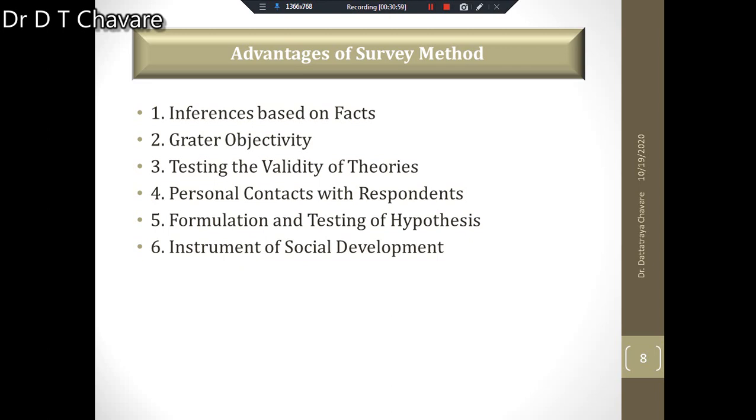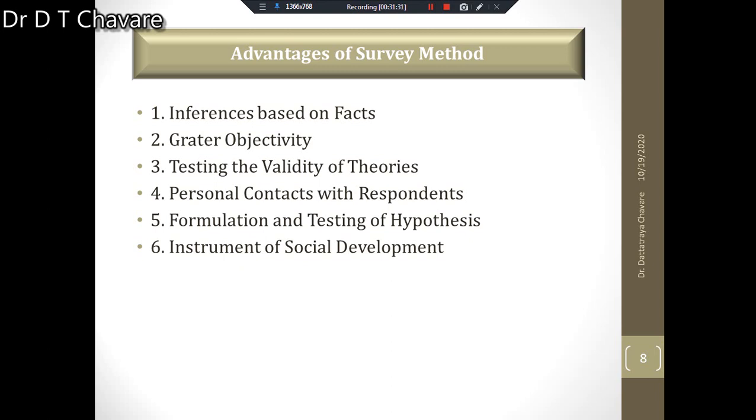Then second advantage of the survey method, that is greater objectivity. The data of survey method is obtained through a large number of trained field workers who contact the respondents and gather the information accurately. Hence the data is not influenced by the researcher's personal bias and beliefs. That's why it is greatly objective.